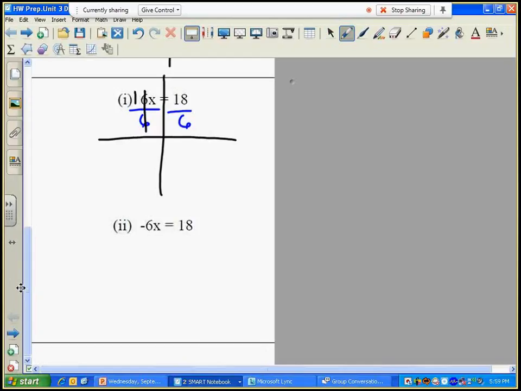So there's our action bar. We get 1x. 18 divided by 6 gives us 3. And you can check that. 6 times 3 does equal 18.